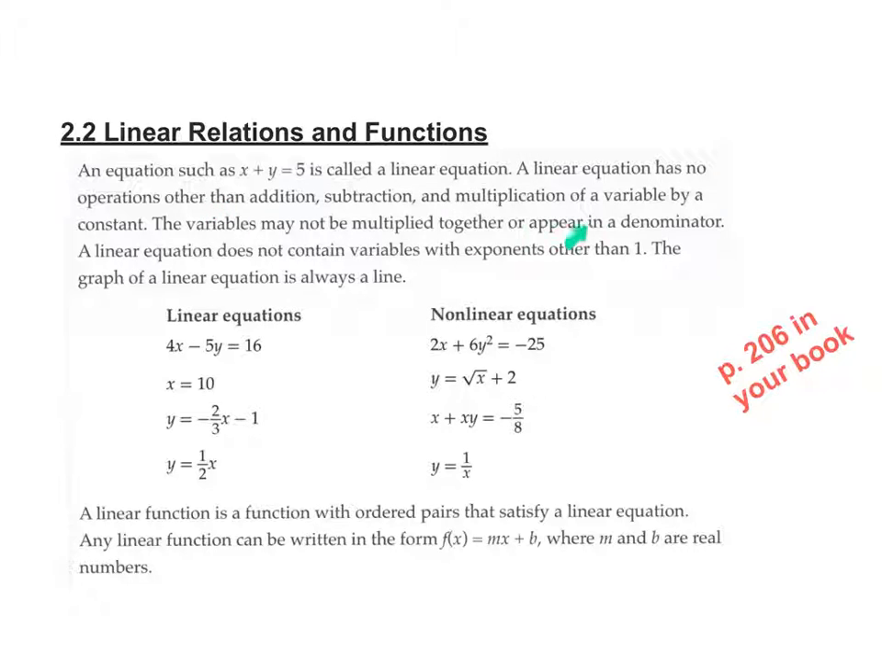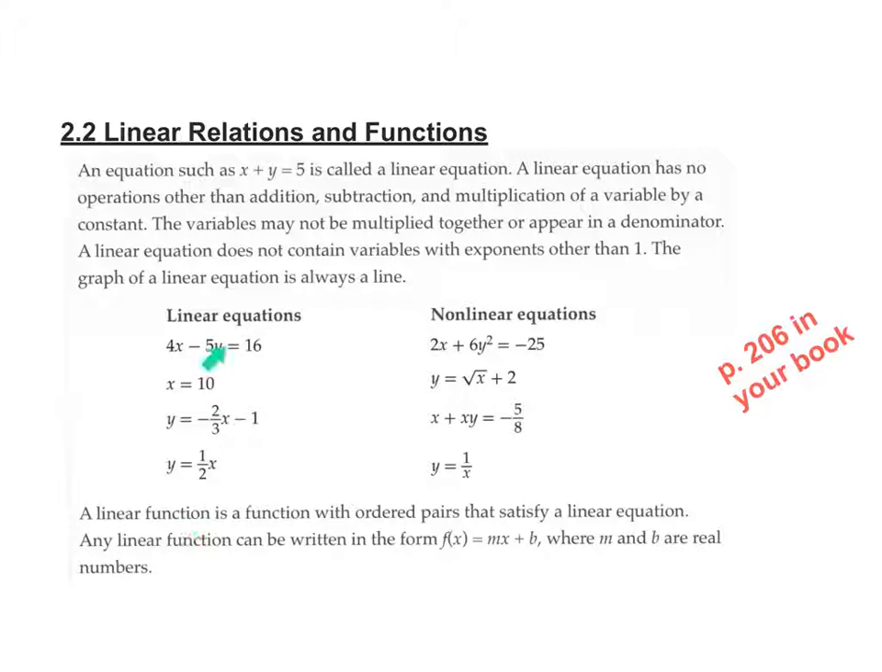Also, a variable cannot be in a denominator. A linear can't have a power other than 1. And then the graph is always a line. So let's take a look at these examples real quick. So here is a linear equation. The highest power on the variable is 1, or it's to the first power. We don't write it. x and y are both multiplied by constants. There's no x's in denominators.